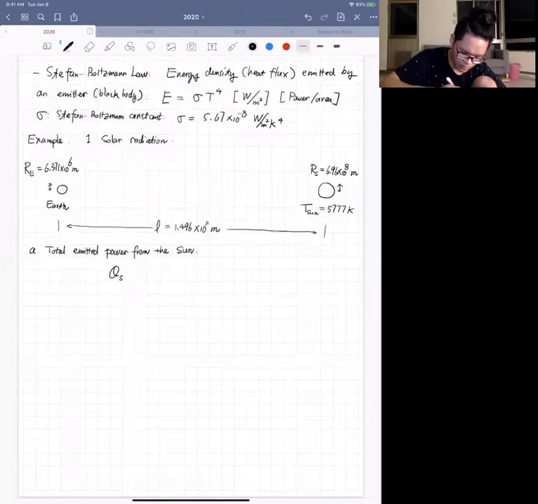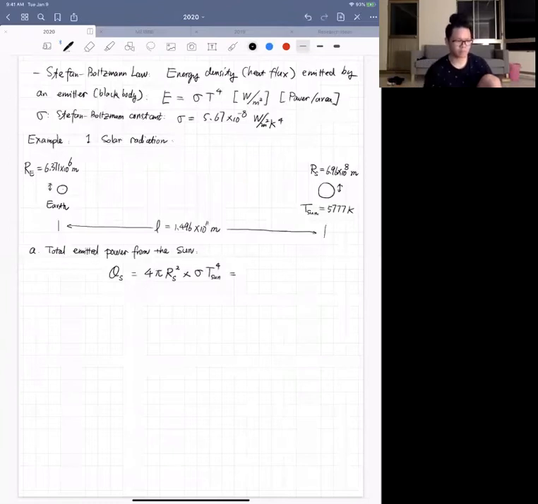The total amount of heat or energy emitted from the sun. We use the Stefan Boltzmann law, which is energy per area. So basically what we need is the surface area of the sun, 4 pi RS square, times the Stefan Boltzmann law, sigma T sun to the fourth power. If you do the calculation, this is a huge number, because the sun is large, and also because the temperature is very high.